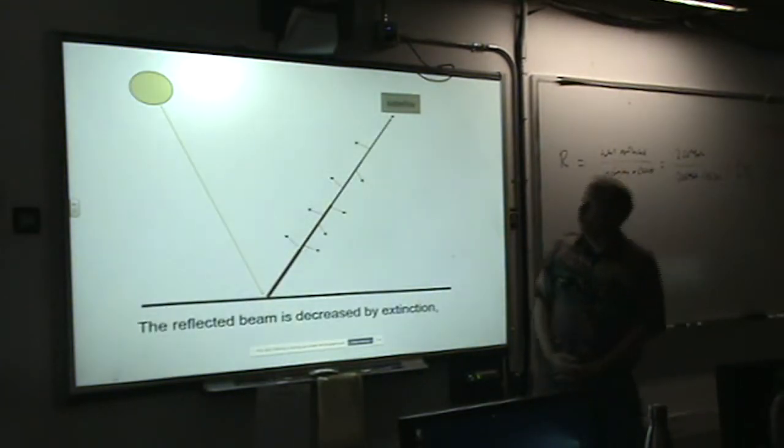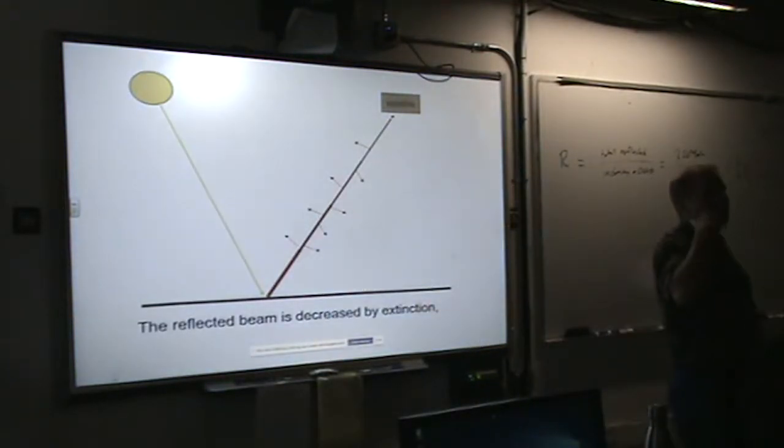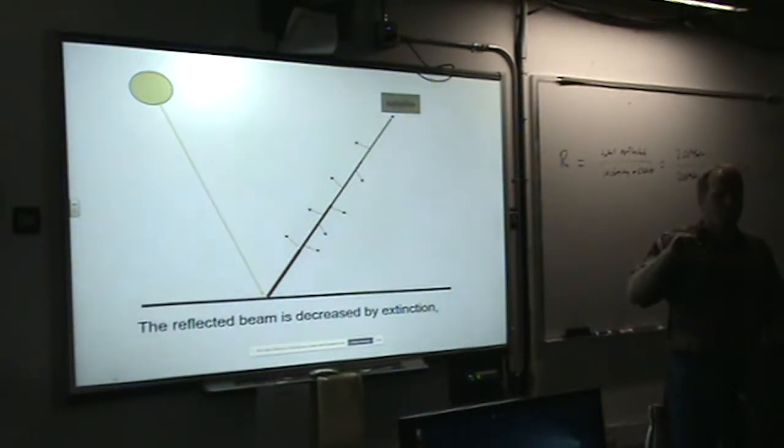So one thing that's happening is the beam is being decreased by extinction, you know, scattering in a lot of wavelengths. There could be absorption in other wavelengths. But it's going to be just a Beer's law type thing, right? You know how to do that. So you think, oh good, we can do atmospheric correction. We're done. We're not done.